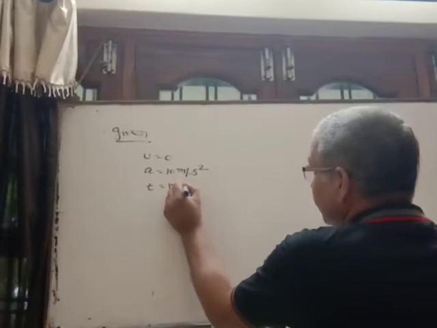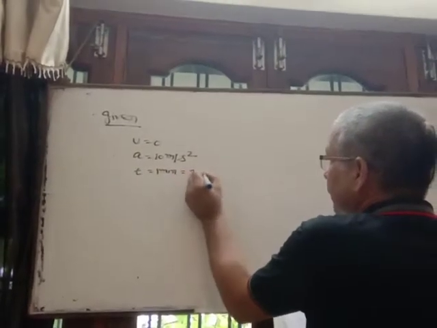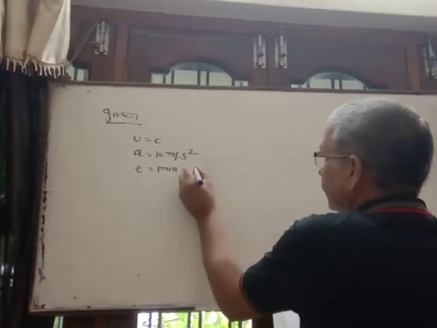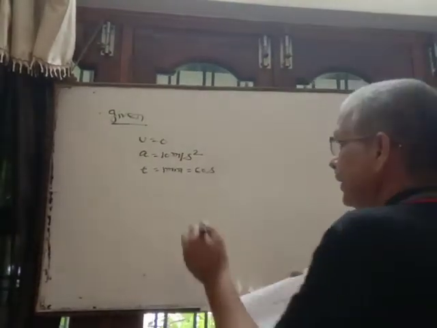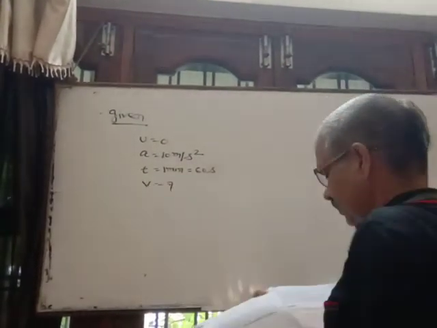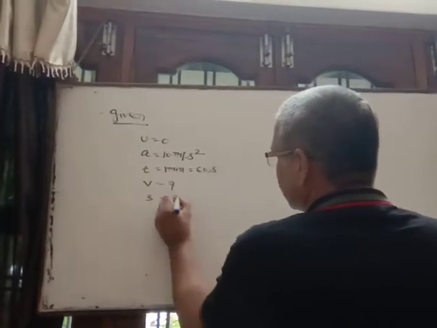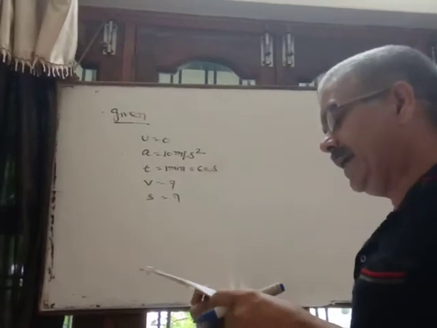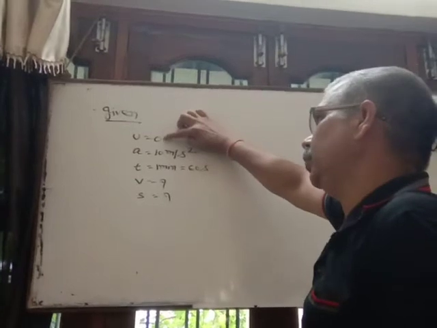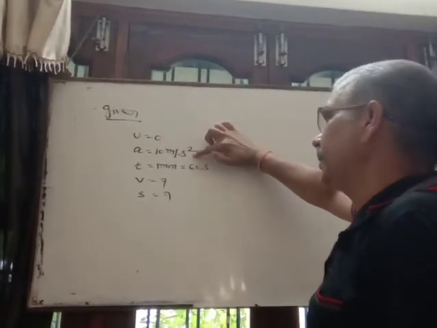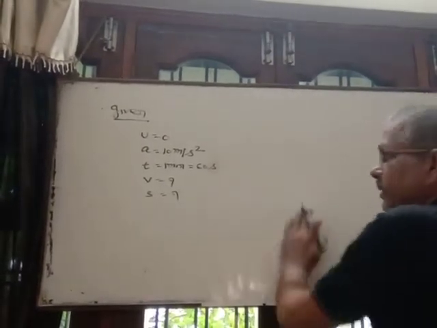Minute is not the standard unit, so change minute into second. So it is 60 seconds. Find the velocity and the distance traveled s by the train at the end of 1 minute. Given initial velocity of the train 0, accelerating with the acceleration 10 meter per second square for 60 seconds. So what is the velocity and distance traveled after 60 seconds? Clear?